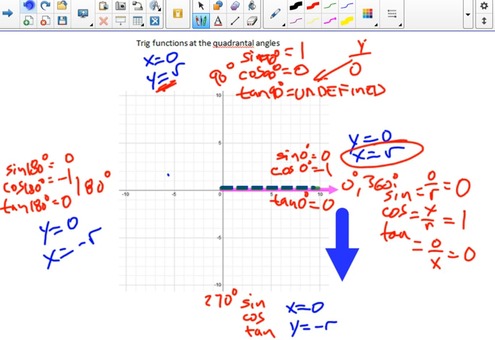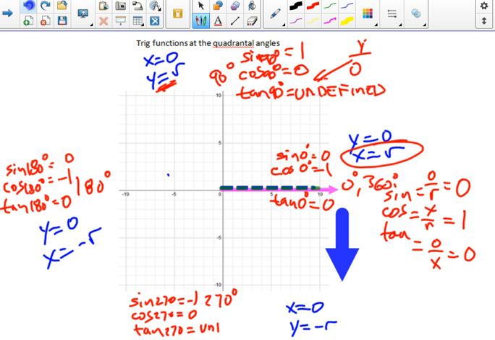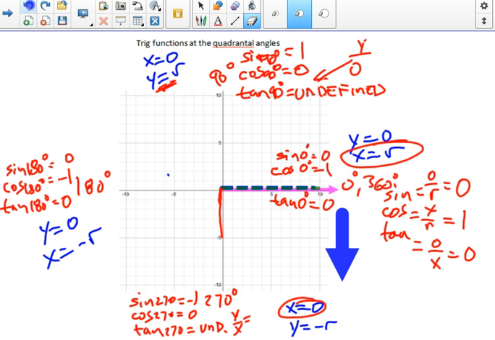And down here, at 270, I have a sine of negative 1, the cosine is 0, and the tangent is again undefined. The tangent's y over x, my fault. But in this case x is 0, right? You don't go left or right. You just go up or down. So you would have y over 0, which is undefined.